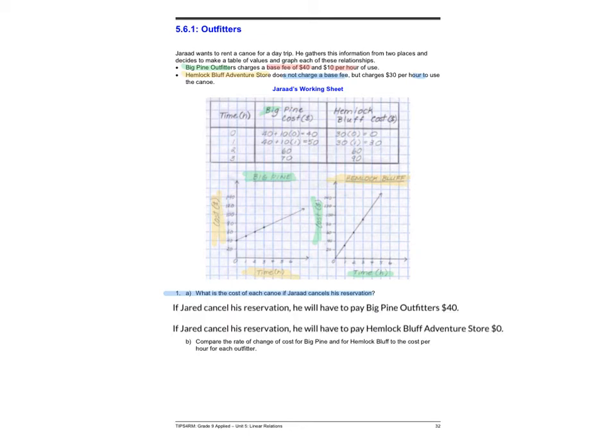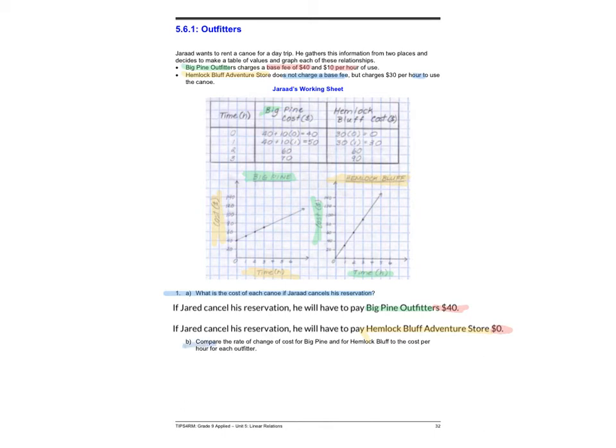So, we are going to make statements that explain how much Jared has to pay. For Big Pine Outfitters, the base cost was $40. So, if Jared cancels his reservation, he will have to pay Big Pine Outfitters $40. For Hemlock Bluff's Adventure Store, the base fee was $0. This means if Jared cancels his reservation, he will have to pay Hemlock Bluff Adventure Store $0.